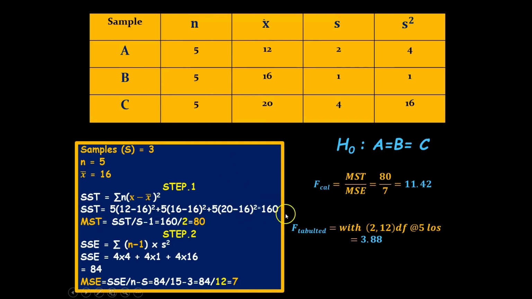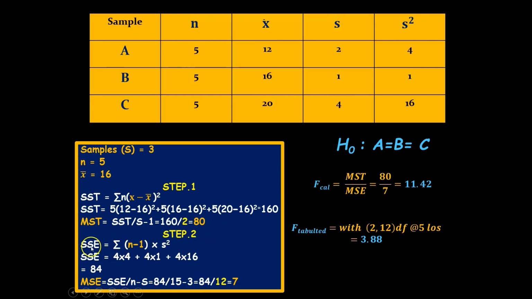Whenever the variation is divided by its respective degrees of freedom, and in this case we have s minus 1, that is 3 groups minus 1 is 2, it becomes 80. So the mean square due to these treatments, or due to these objects of comparison, or due to samples, is 80. Now what we have to do is get the mean square due to error, since we have to get the value of F.